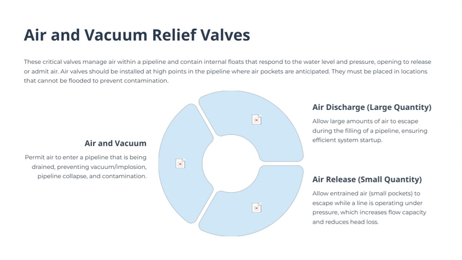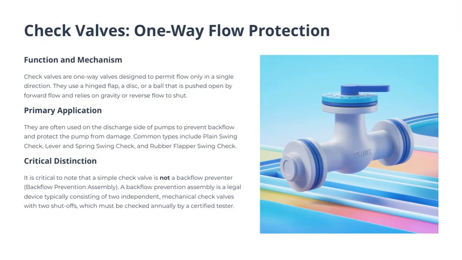It is really important to understand that a simple check valve is not the same as a backflow preventer, also known as a backflow prevention assembly. A backflow prevention assembly is a more complex, legally required device. It typically consists of two independent mechanical check valves along with two shutoff valves.